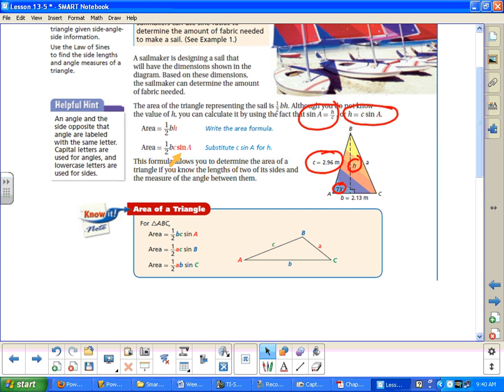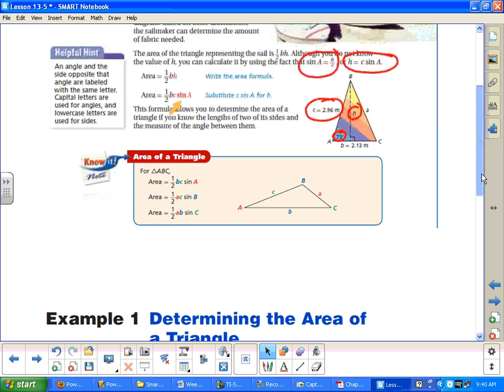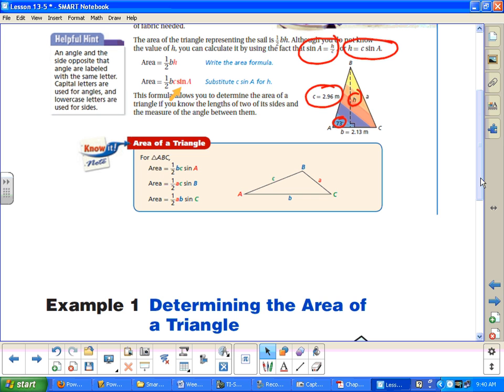So in any triangle, if we know one side and the angle by it, we can use that to find the area of the triangle. Here are the 3 different formulas they give us. We can use 1/2 BC times the sine of A. Notice the sides B and C and angle A. Or we've got the sides A and C and angle B. Or the sides A and B and angle C.